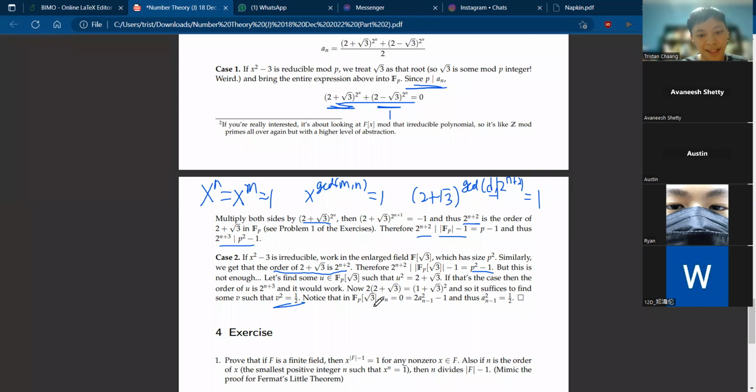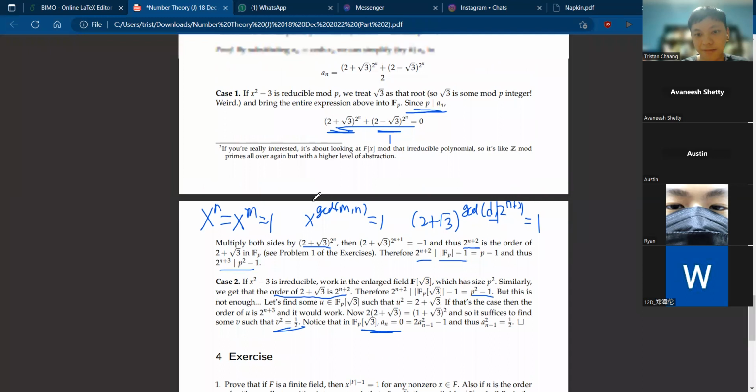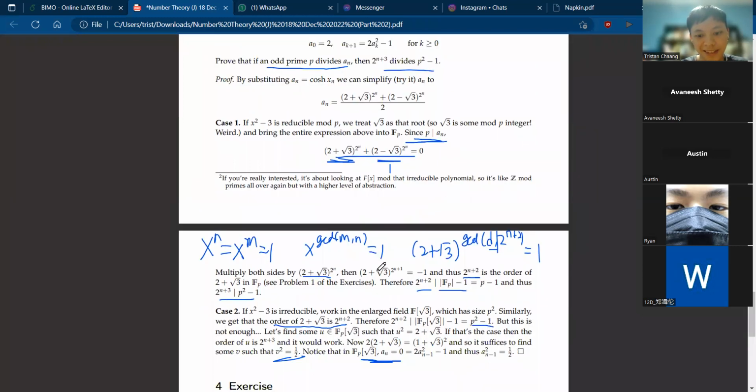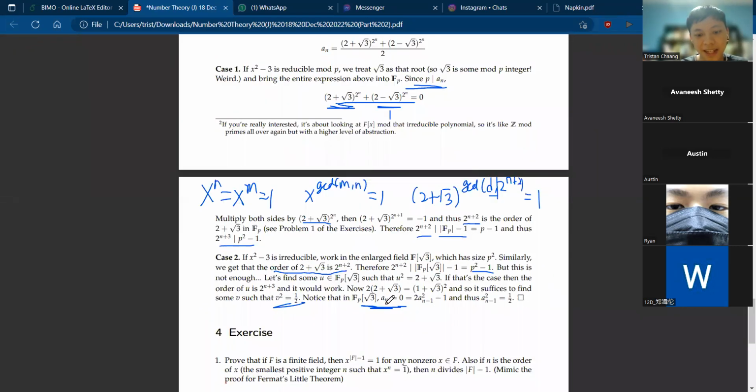But in this recursion, a_n is 0, right? Because p divides a_n. But a_n is also defined by the recursive relation: 2 times the previous term squared minus 1. That means the previous term squared is 1 over 2. Hence, that's done.